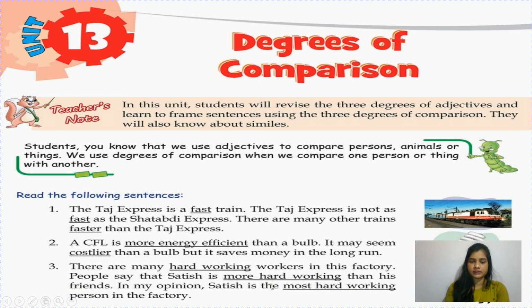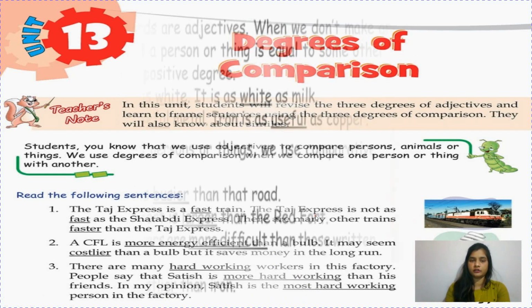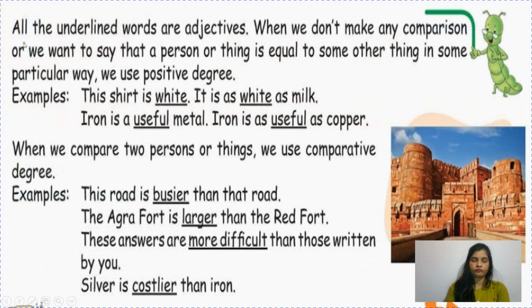In my opinion, Satish is the most hardworking person in the factory. Children, we are talking about all the people in the factory who are working. So Satish is the most hardworking. So we have used here the third degree, meaning the superlative degree of comparison. So all the underlined words are adjectives.